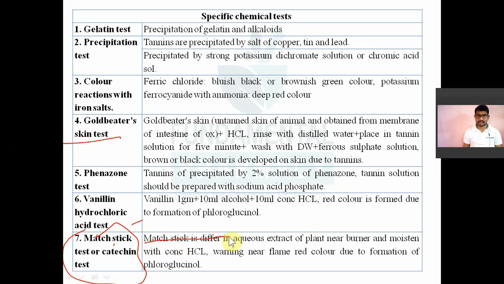In this test, the matchstick, the stick of the matchbox, you have to dip in the aqueous extract of the tannin solution. You moisten that stick with HCl and place it near the burner. Then this stick will burn with a red color, with red fumes. That indicates the presence of chloroglycerol, which is a hydrolysis product. That is the matchstick test.